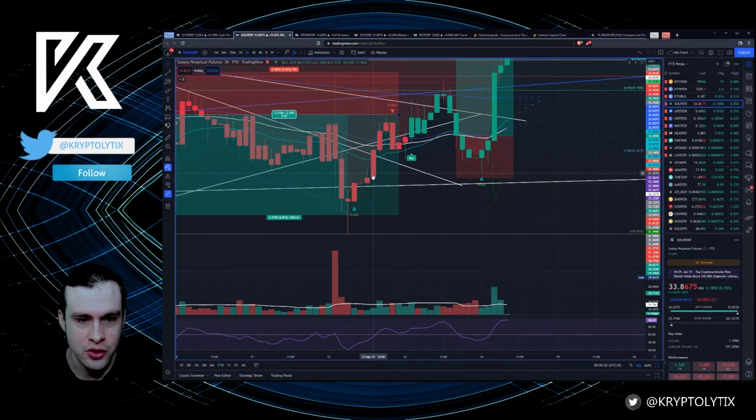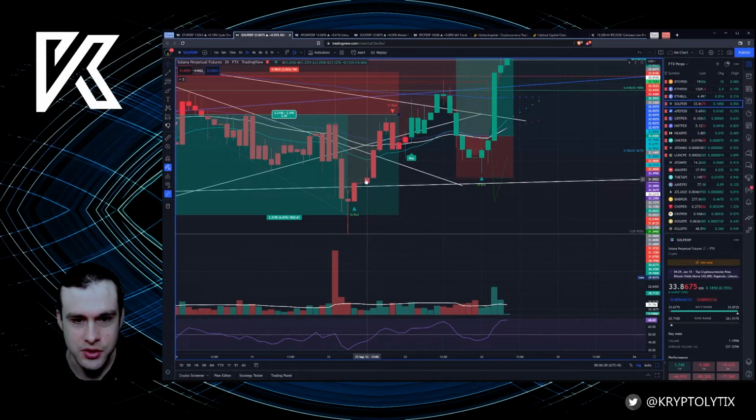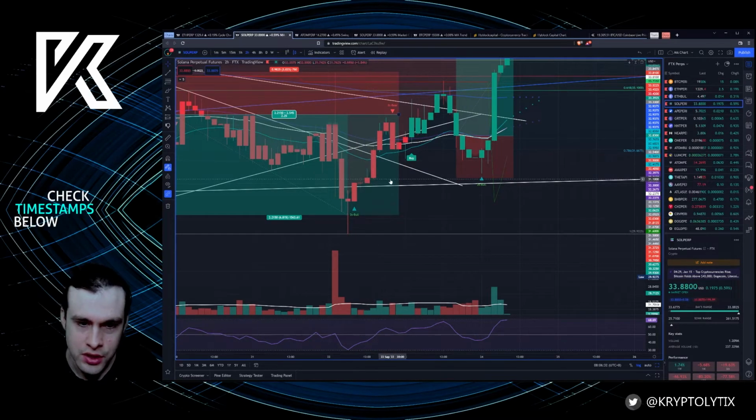So that could be considered as like a fair value gap essentially. So these big candles can sometimes get filled. So I put my stop loss just below here.